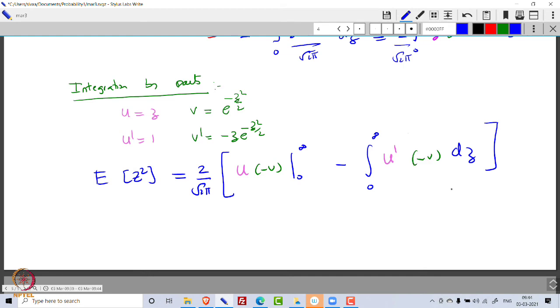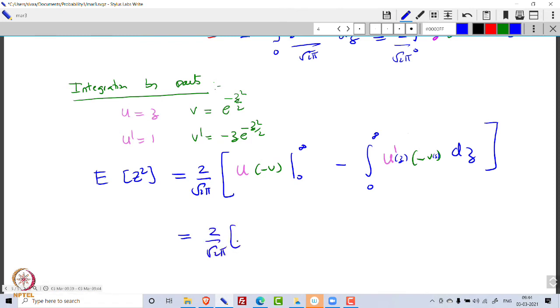There's always a u prime of z here and a v prime of z. So this, I think you can evaluate easily. So this is 2 over root 2 pi. This part right here would vanish completely. This part would be 0. You can just check it. Both at 0 because u is 0, at infinity because v is 0. So you get 0 here.